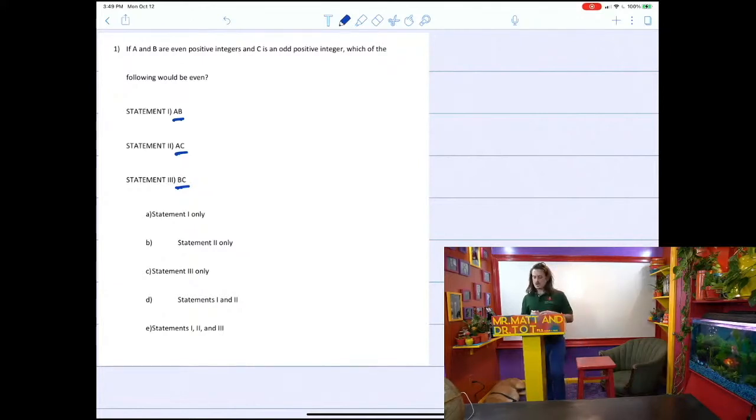So for example, A times B. I'm ultimately evaluating whether these things are even or not. So I'm going to go back to that combination table: an even times an even produces an even, an even times an odd produces an even, an odd times an even produces an even, and an odd times an odd produces an odd number. So if I have A times B, which are both even, then I have an even times an even, and an even times an even will always produce an even value.